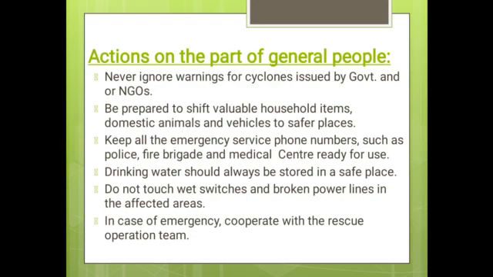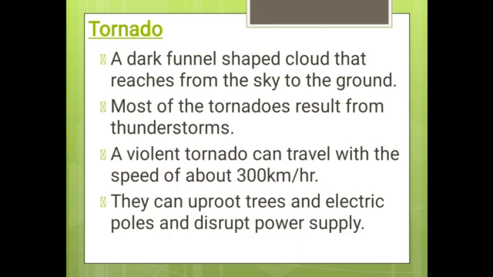Now, the last topic, that is tornado. What is a tornado? A tornado is a violent storm which has a long column of rapidly rotating wind. It has the appearance of a dark funnel-shaped cloud which reaches the ground from the sky. A tornado moves across the surface of the land or sea, producing high speed wind. Most tornadoes result from thunderstorms.